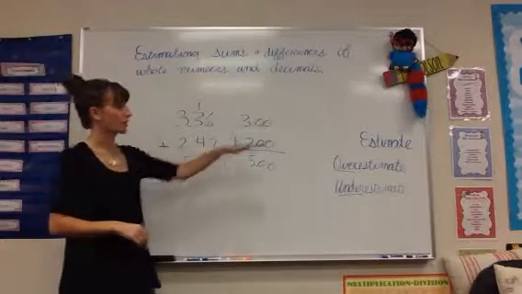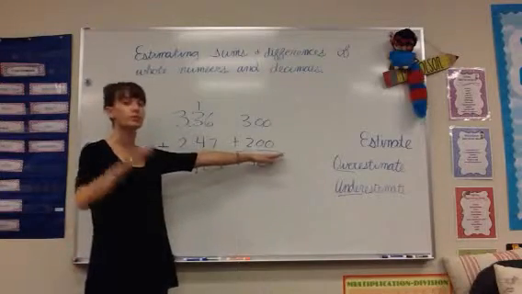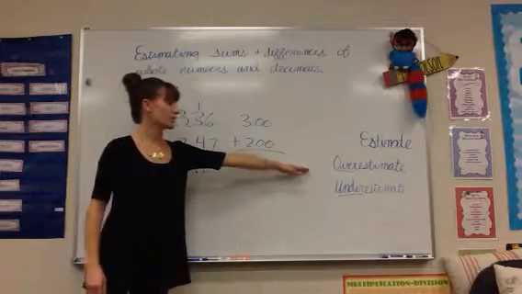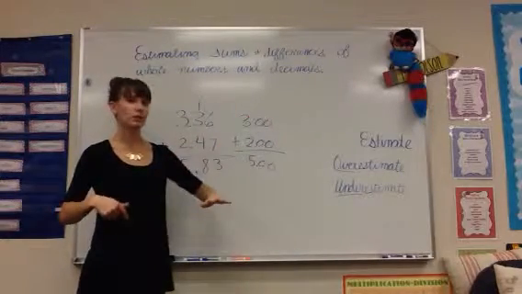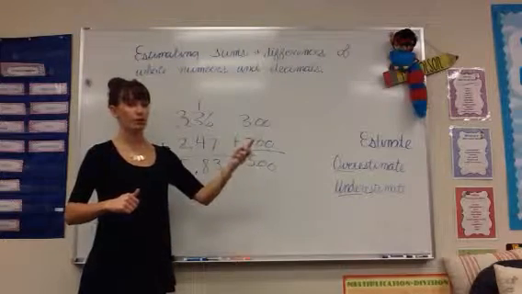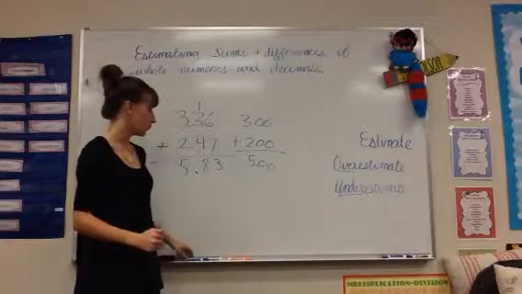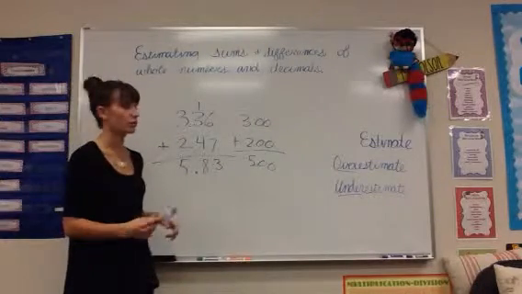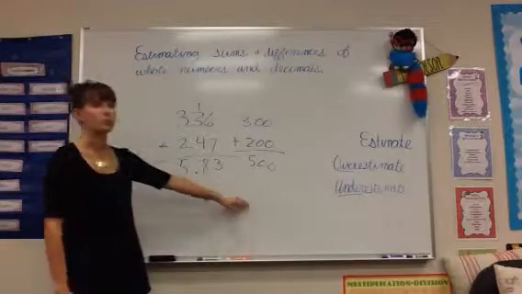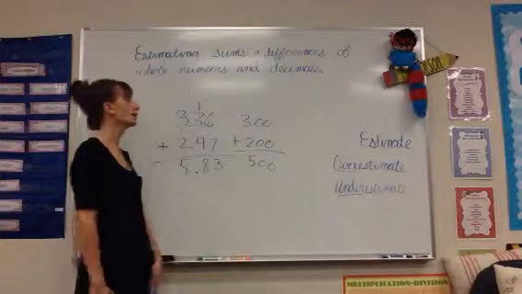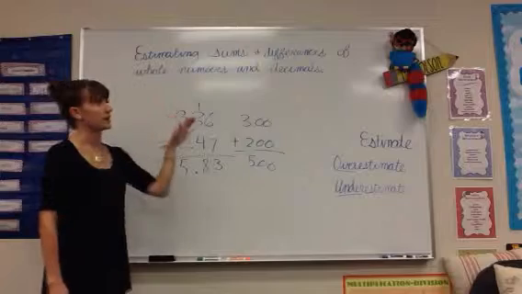So we have the word estimate. That means you're going to round. Whatever you're doing, you're going to have to round first before you solve. Overestimate means that you rounded mostly up. You could have rounded one up and one down, but the one that you rounded up, there's a bigger difference between the actual number and the one you rounded to. Okay, that's a little confusing. I'll explain more in person. Underestimate is when you rounded mostly down. All right, that's how you estimate sums and differences of whole numbers and decimals.